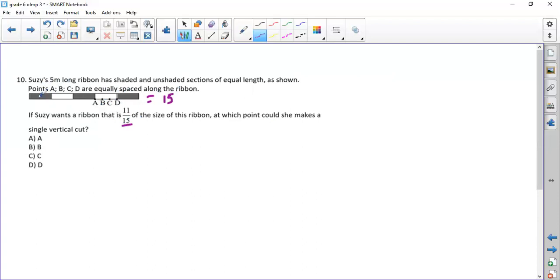So I have 3 plus 3, 6 plus 3, 9. To make 11, I need how many parts? 2 more parts. So I'll take 1, 2. Okay, so Susie must cut the ribbon here at point C. Okay, because here she will get 11 over 15 parts.